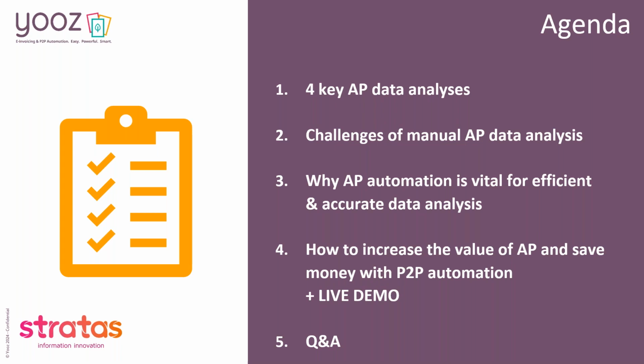So in this webinar, we're really taking a look and focusing on the 4 key AP data analyses that every organization should be able to easily and precisely access. Then we're going to go over some of the main challenges of manual AP data analysis. We're then going to discuss why complete P2P automation is vital for efficient and accurate data analysis, and how to increase the value of accounts payable and save money with P2P automation.